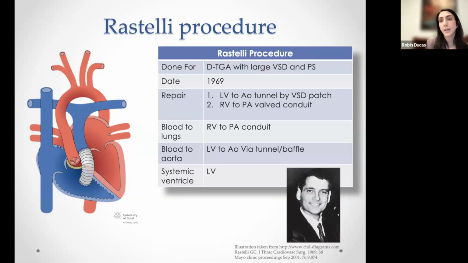The next procedure we're gonna talk about is our Rastelli procedure. So this was done for patients with d-transposition of the great arteries that had a large VSD and typically pulmonic stenosis. It was started in the late 1960s, and basically this procedure is done by tunneling the left ventricle to the aorta in order to maintain a subaortic left ventricle or a systemic left ventricle, and putting an RV to PA conduit to the pulmonary arteries.